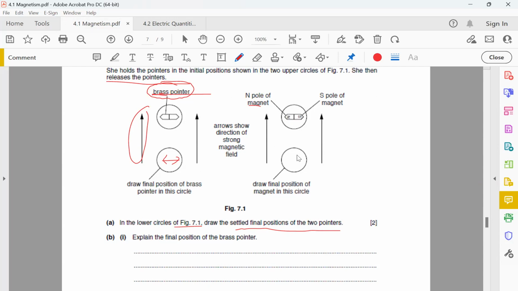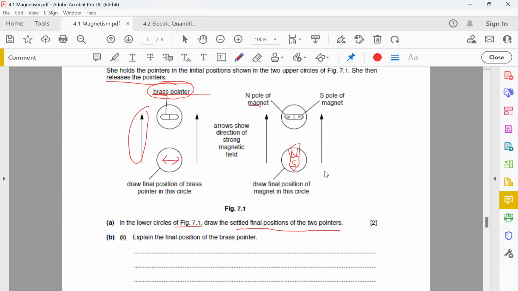N on top. Good. You'll have your N on top and your south at the bottom. Now, there are 2 ways to look at this answer, guys. Why will the N be on top? Number 1, this is a stronger magnetic field, right? If this is the stronger magnetic field, these weaker magnets will always follow the direction of the stronger magnetic field, right? So obviously, it's going to align like that, how the compass aligns with the magnetic field, right?